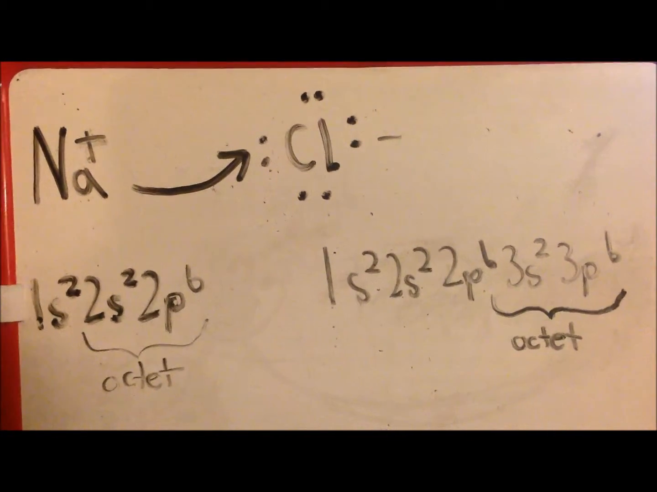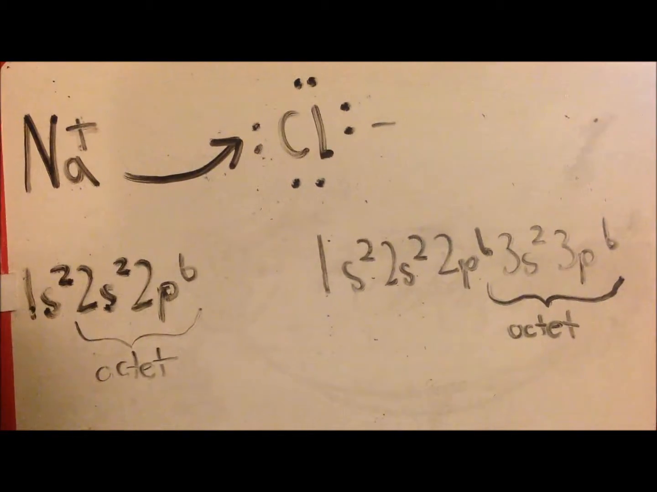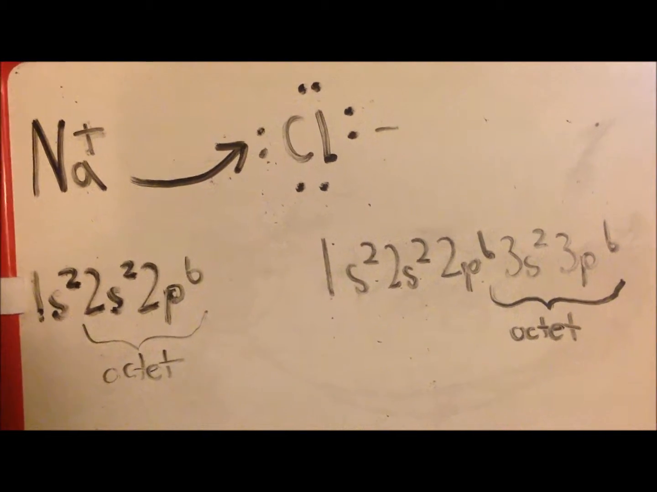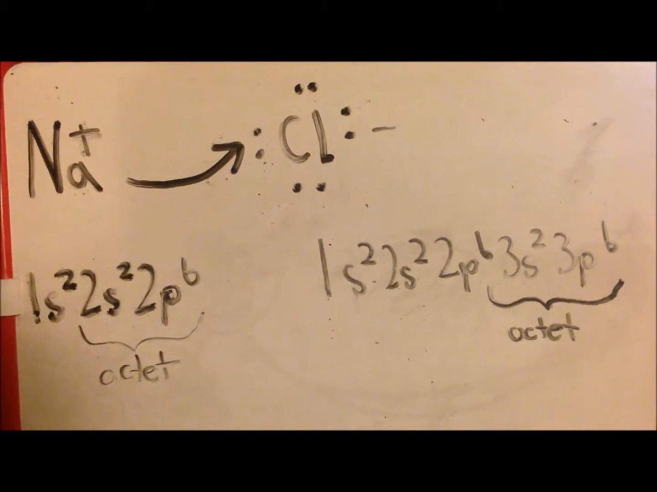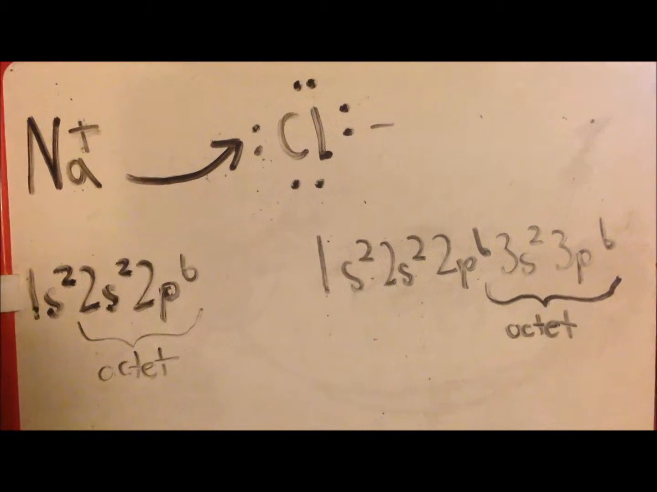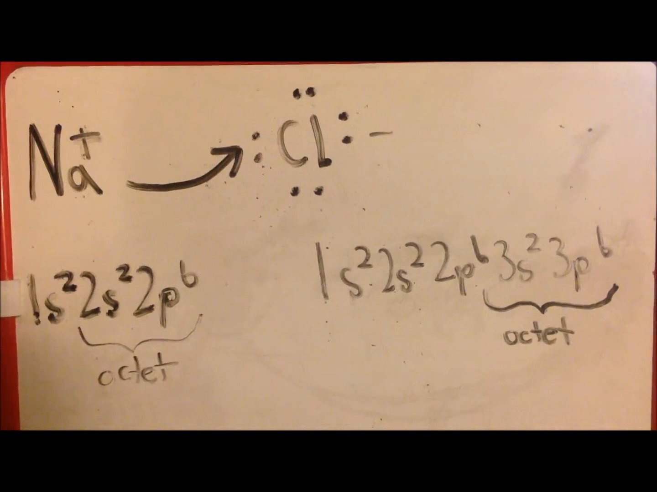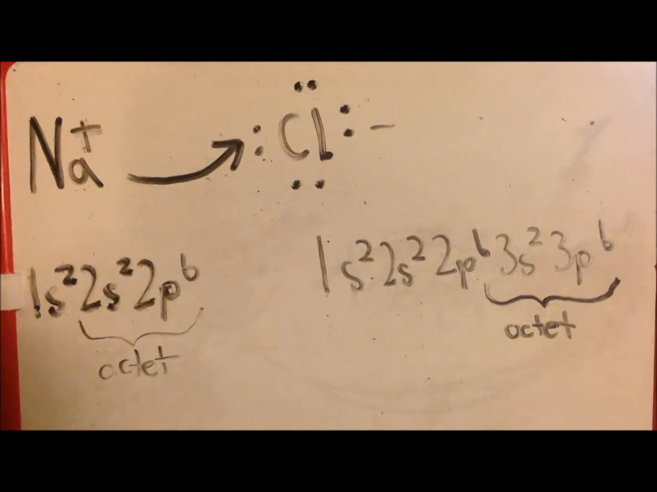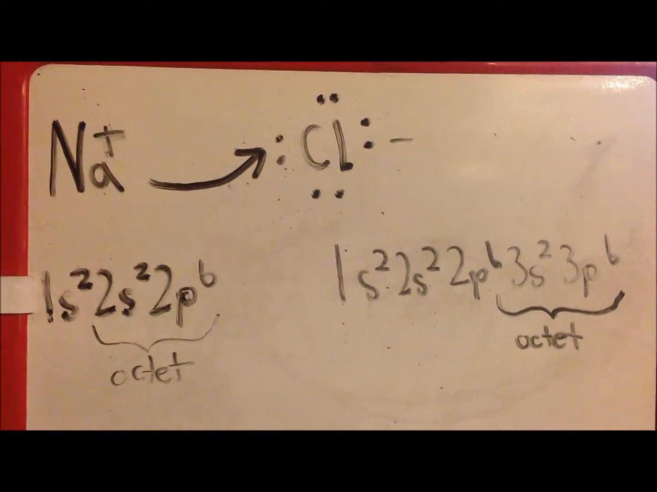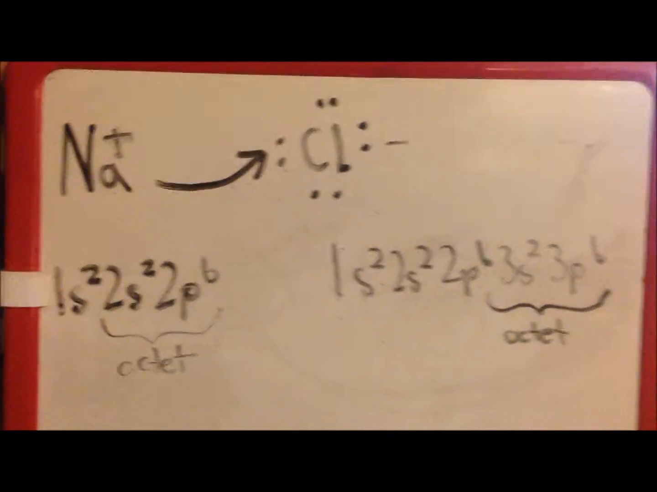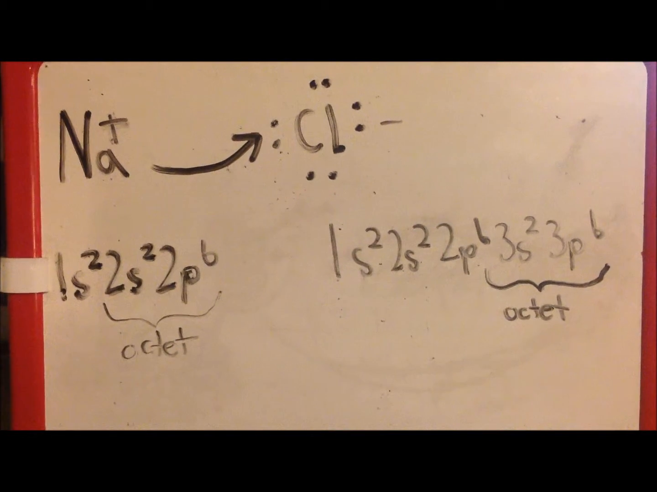Consider the reaction between a sodium atom and a chlorine atom. The sodium atom has a single valence electron that it can easily lose. If the sodium atom loses its valence electron, it achieves the stable electron configuration of neon. The chlorine atom has 7 valence electrons and can easily gain one electron. If a chlorine atom gains a valence electron, it can achieve the stable electron configuration of argon.